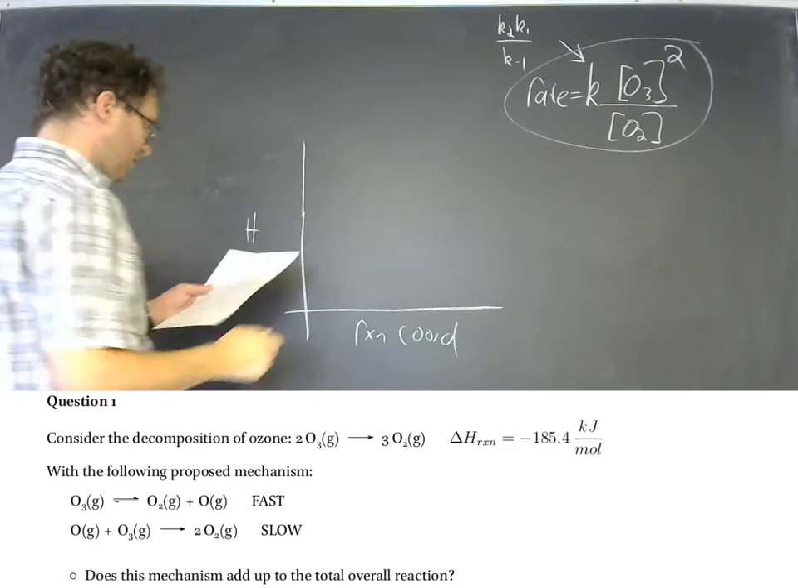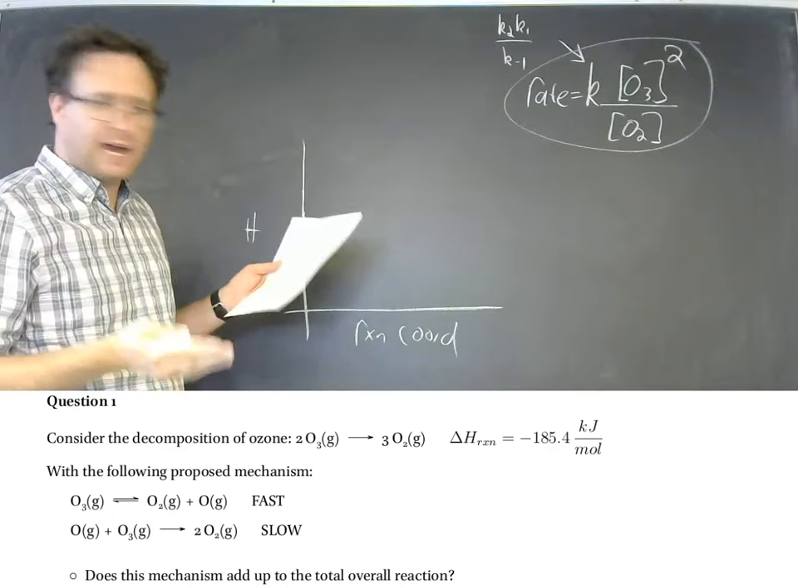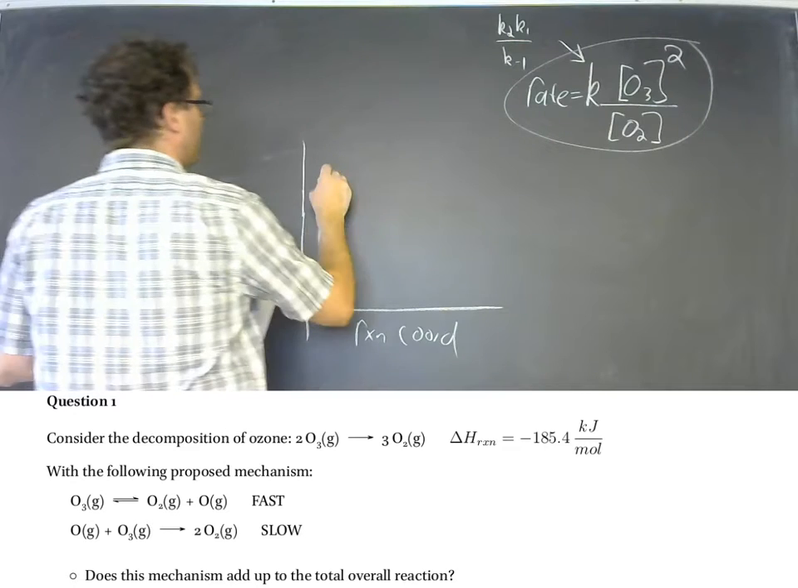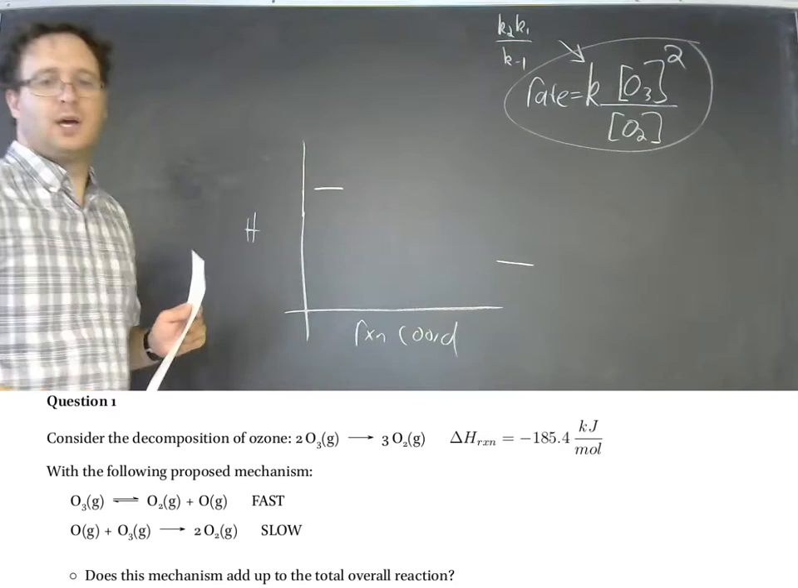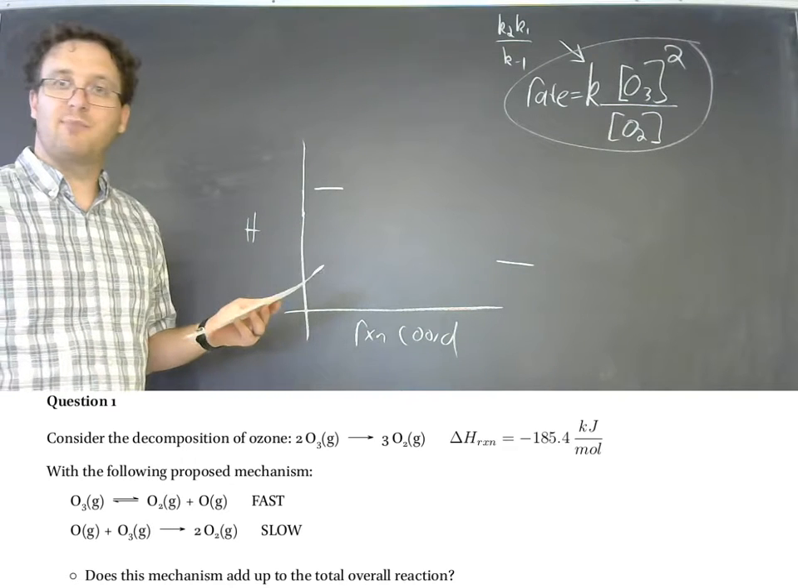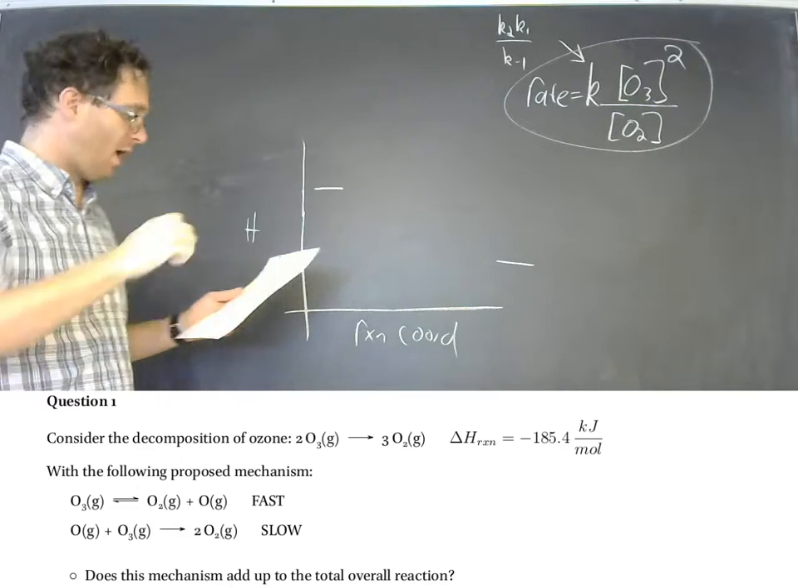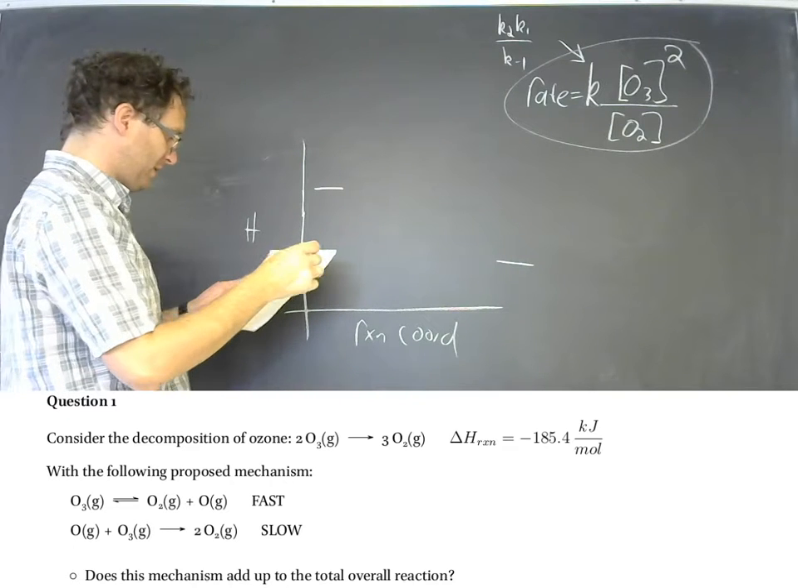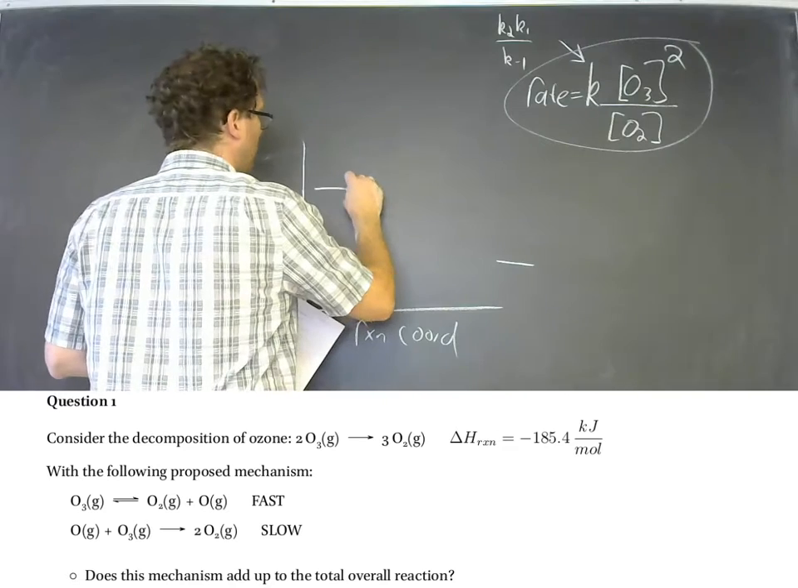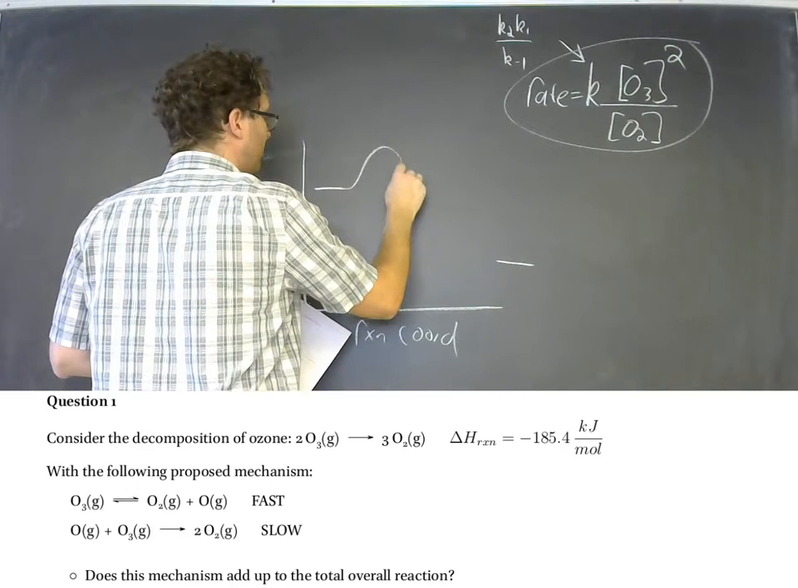Okay, so we know that the enthalpy of reaction is negative, so we'll have reactants higher than the products. We know that it is a two-step mechanism, so there will be two maxima overall. And the first step is an equilibrium step. So we'll draw this first step.